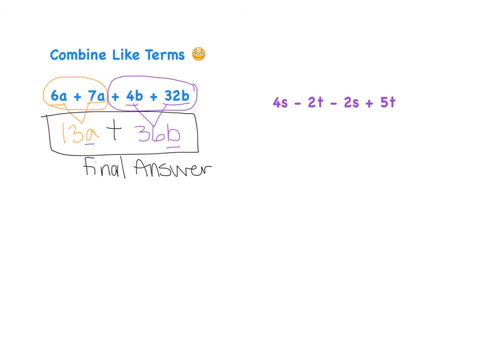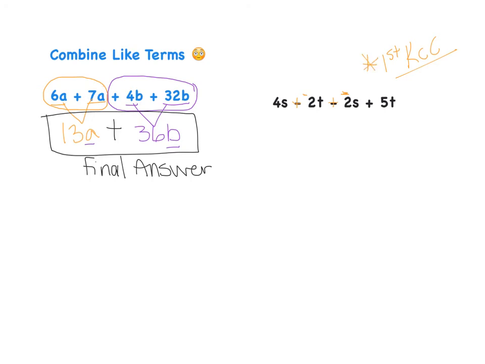Now when you see minus signs, the first thing I want you to do is make them an addition sign. We're going to use keep, change, change. So we're going to make that a plus negative 2t, and we're going to make it a plus negative 2s. Okay, so whenever you see minus signs, that's what I want you to do first thing. So first do keep, change, change to make it all addition. All right, so that's going to be our first step when we see a minus sign.